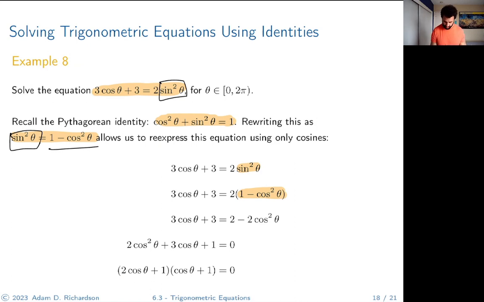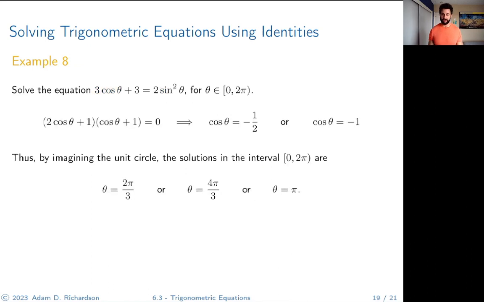So in this case, we will end up with a quadratic equation in cosine, right? 2 something squared plus 3 something plus 1. Thankfully, this one factors. And then using the zero product principle, we get that 2 cosine theta plus 1 is 0, or cosine theta plus 1 is 0. So you set each of these equal to 0. And then when you solve those, you'll get that cosine theta is negative 1/2, or that cosine theta is negative 1.